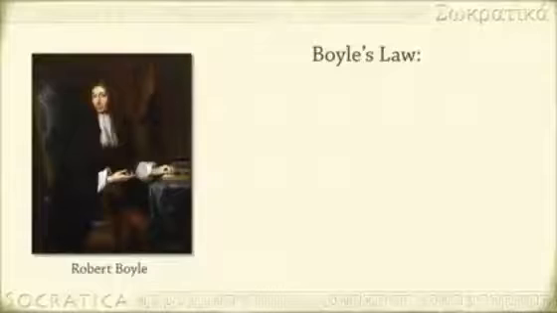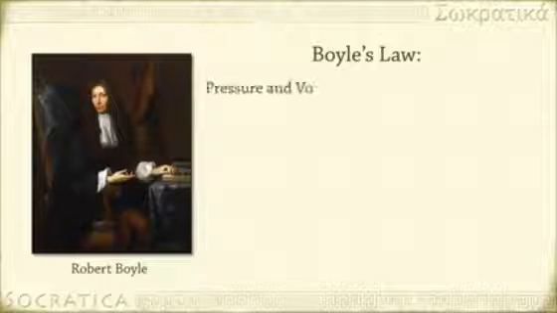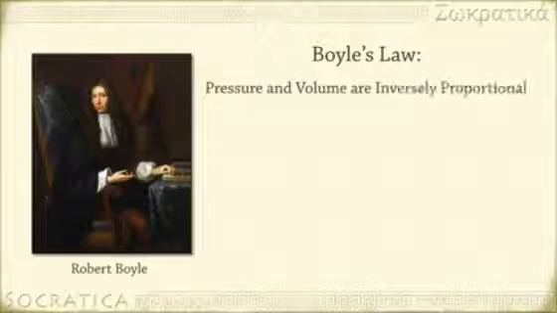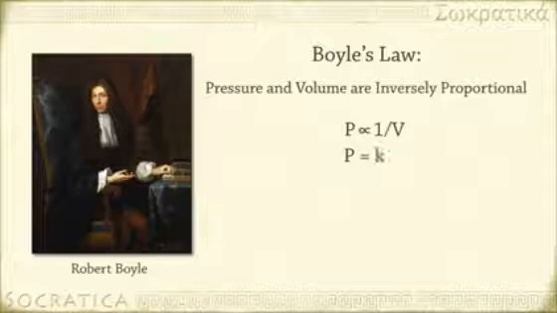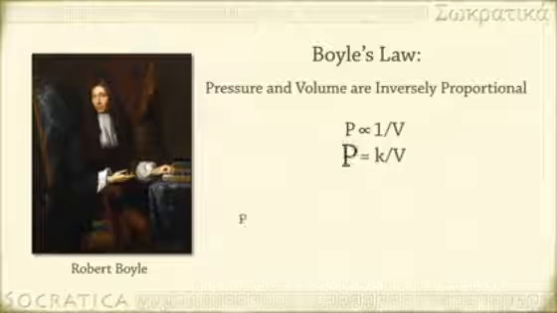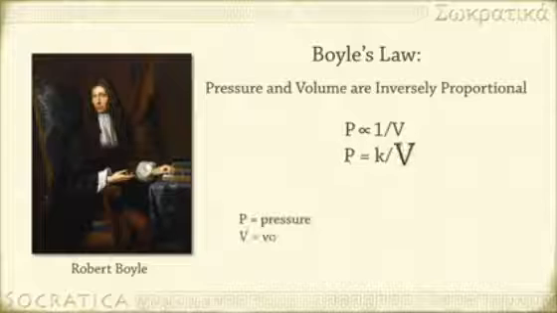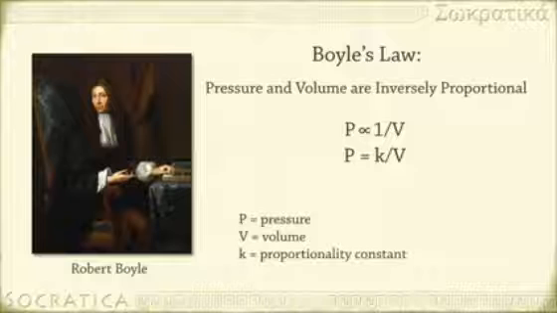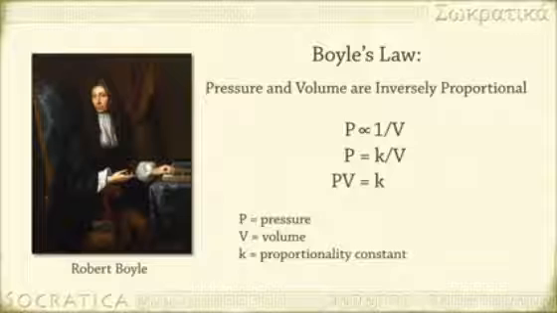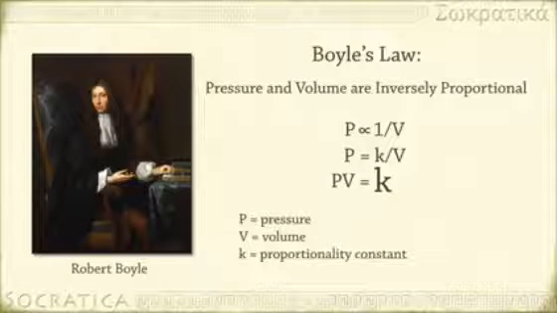Boyle's law says that for a given amount of gas at fixed temperature, pressure and volume are inversely proportional. P is proportional to 1 over V. You can write this mathematically as P equals K over V, where P equals pressure, V equals volume, and K is a proportionality constant. We can rearrange this equation so it reads PV equals K, or the product of pressure and volume is a constant, K.